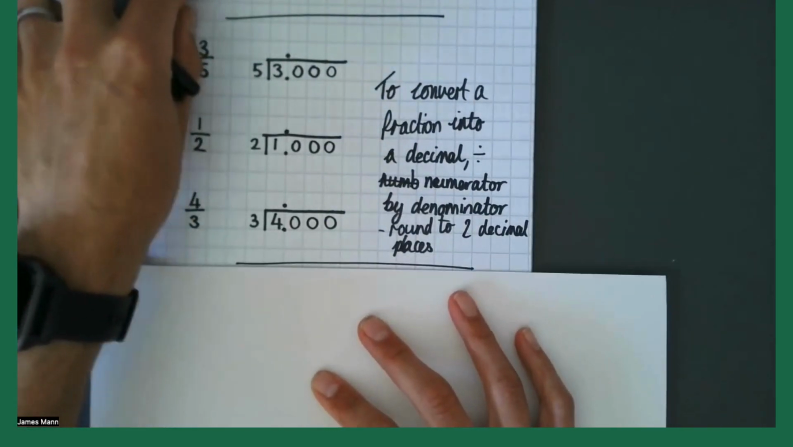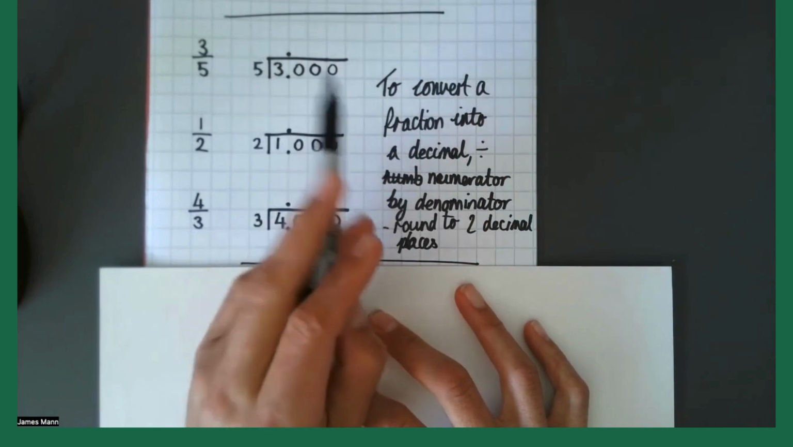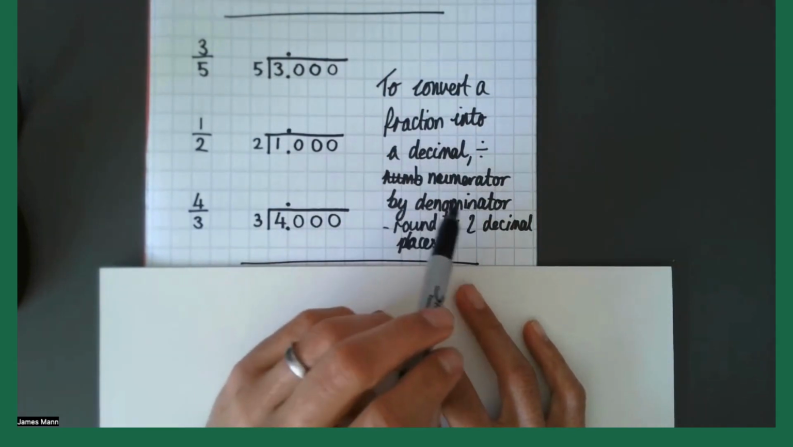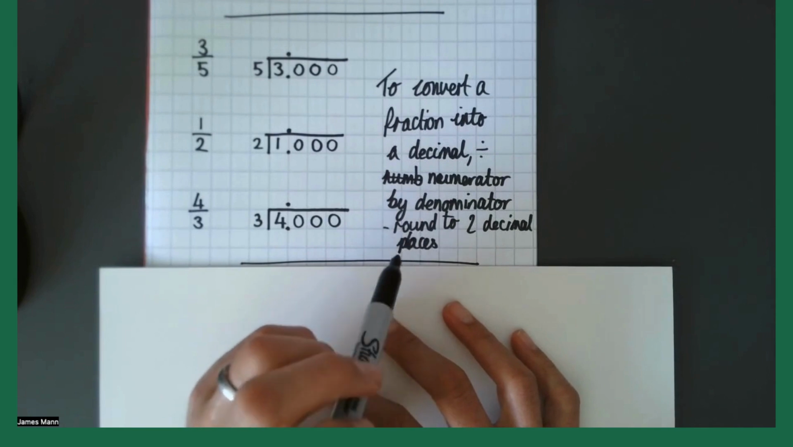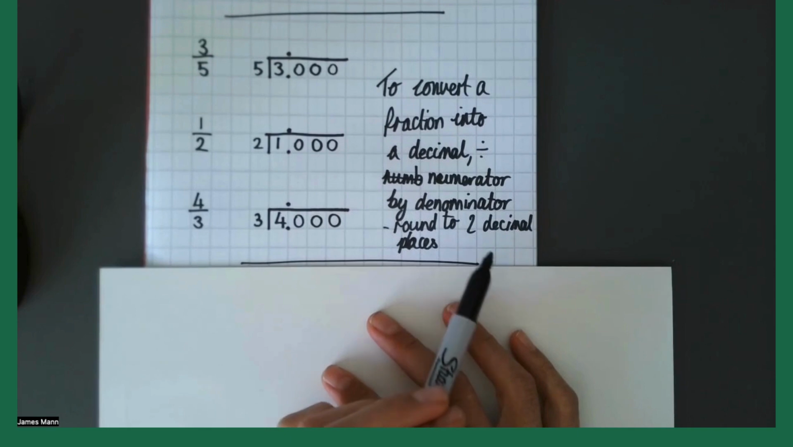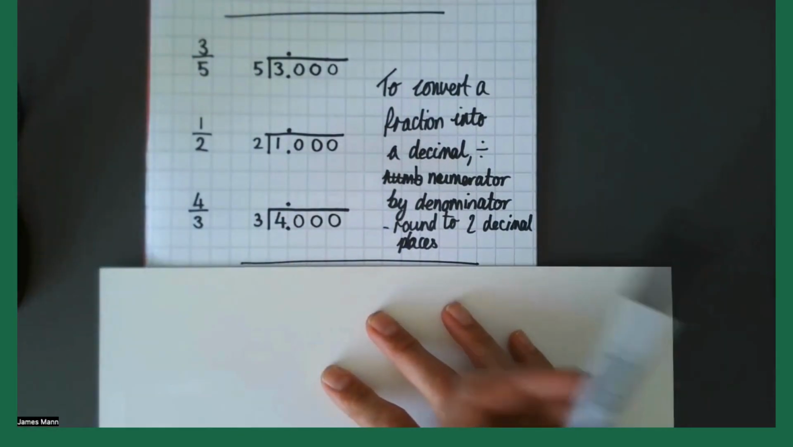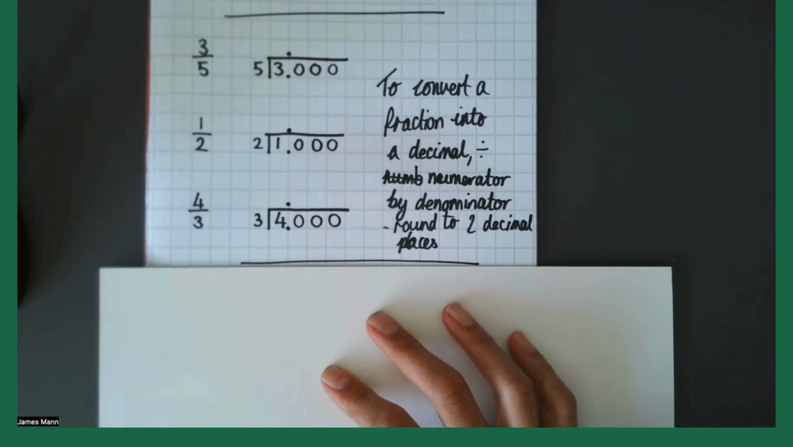I'm just trying to shift this down because I've got loads of information, and I don't want you getting confused by all the words and numbers on the line. Right, to convert a fraction into a decimal, I divide the numerator by the denominator and then round it to 2 decimal places. The reason I round it to 2 decimal places is so that I can convert it into a percentage if I need to. If it's more than 2 decimal places, then I can't create a percentage, because percent means out of 100.